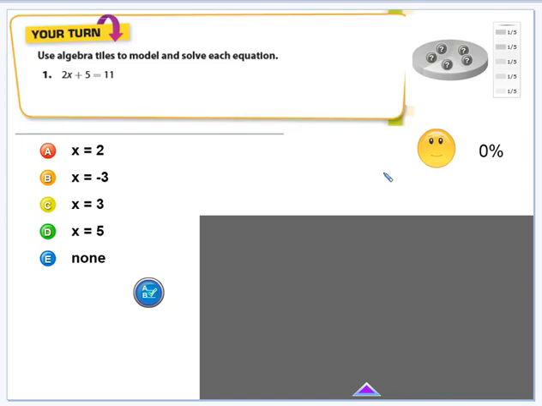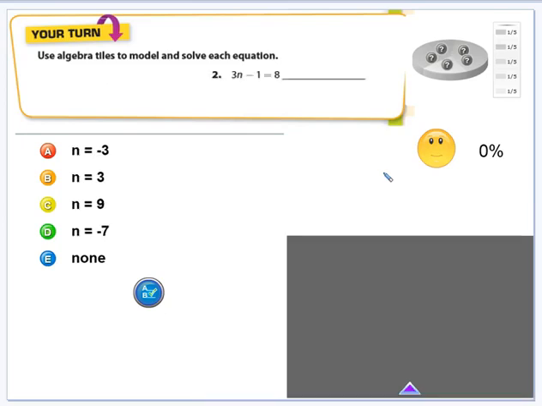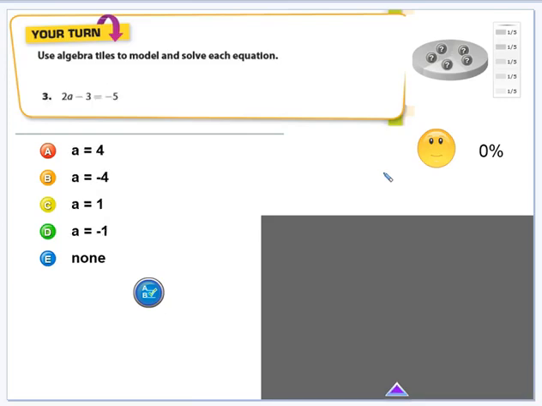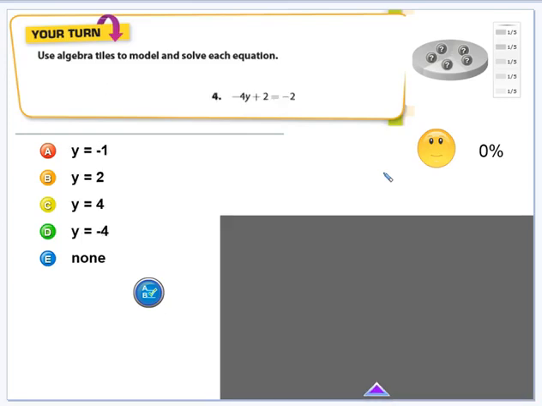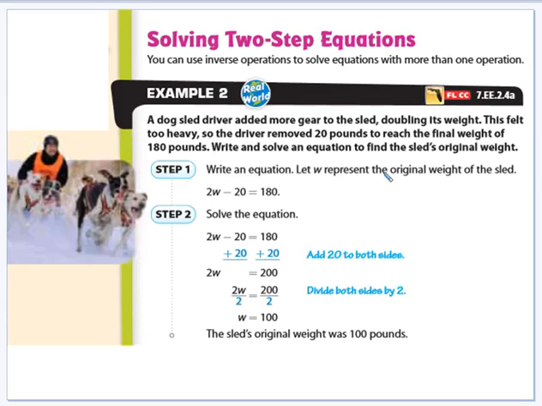Use algebra tiles to model and solve each equation. I don't care. I don't care. Class, this is the algebraic way and the correct way, the good way to solve two-step equations, okay?